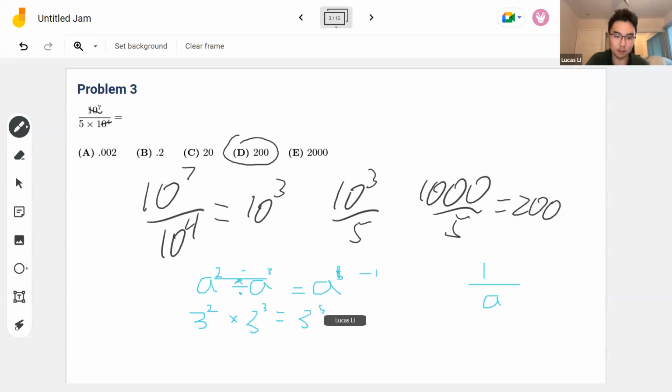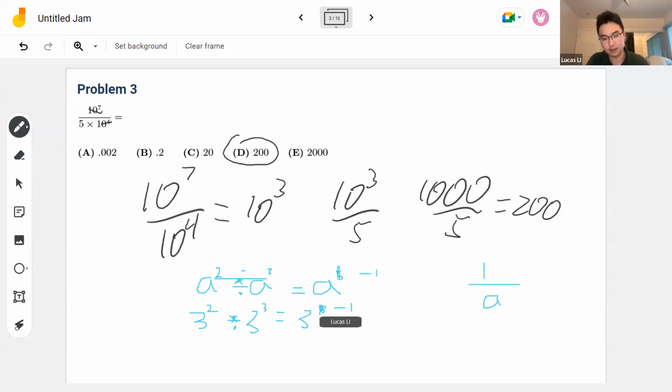You can do the same thing for division. It'll just be 3 to the 2nd divided by 3 to the 3rd, which is 3 to the power of 2 minus 3, which is 3 to the -1. So we squiggle that out. It's 3 to the -1.